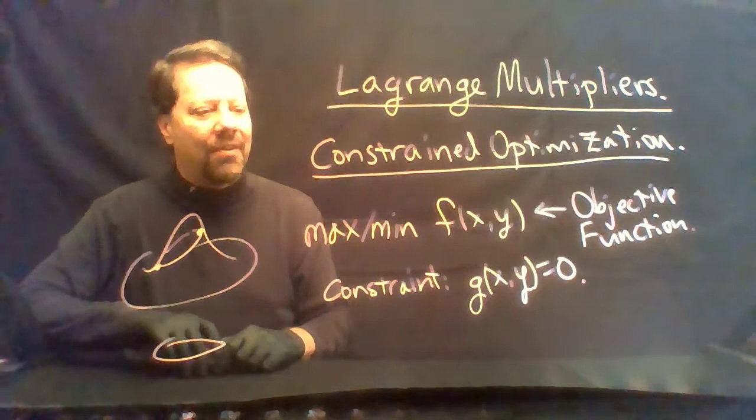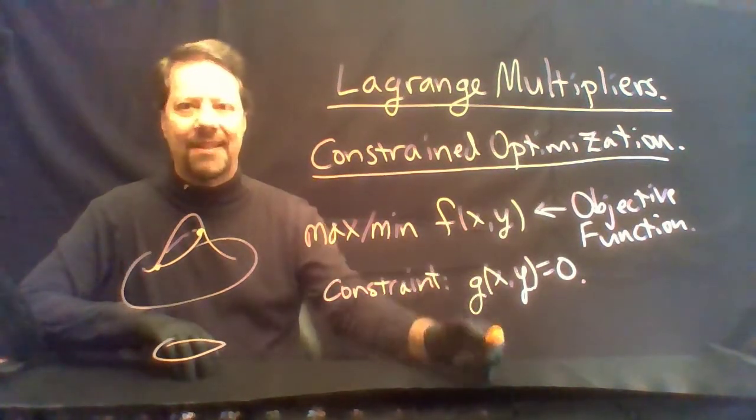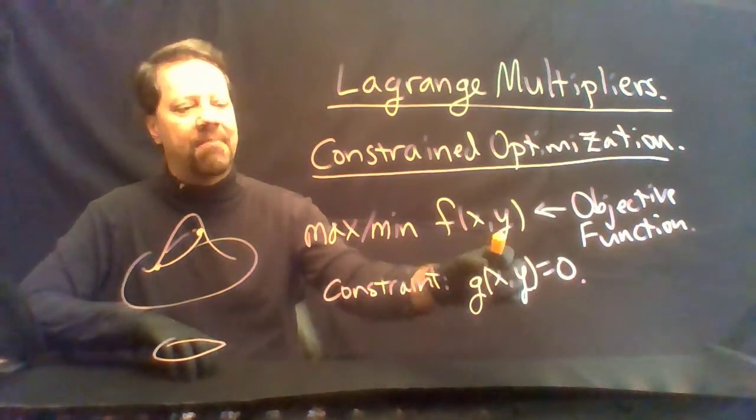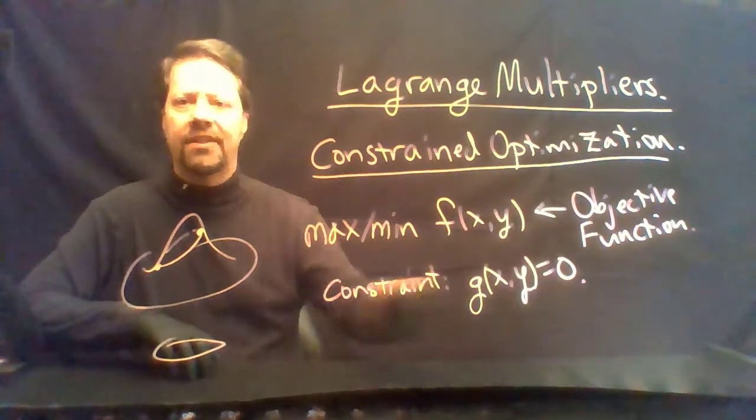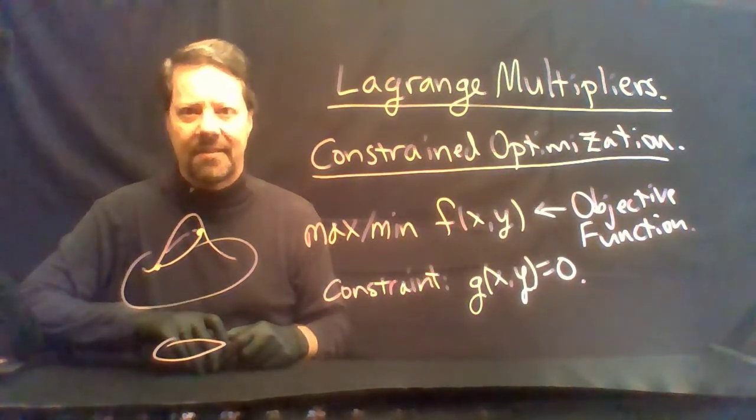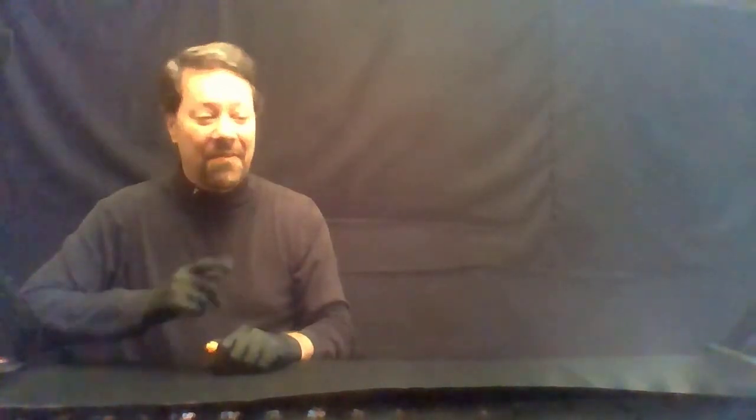So how do we solve these constrained optimization problems? We're trying to find the maximum or the minimum of some objective function subject to one or more constraints. Before going on and explaining how it is that we're going to solve these, let me describe for you an example of where I have actually used one of these problems in my own life.